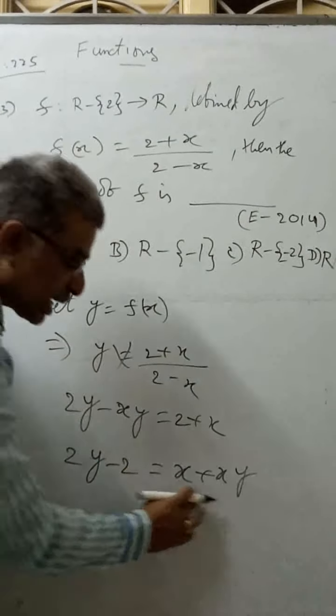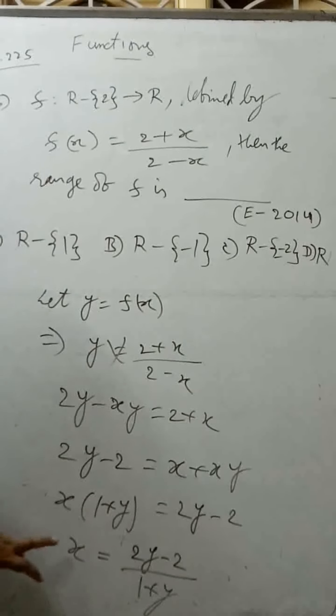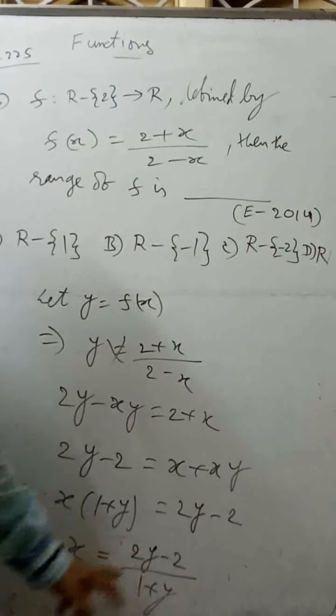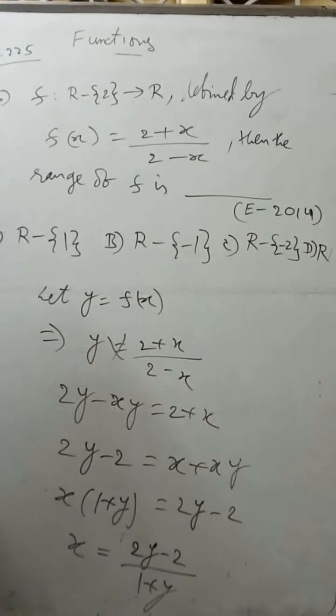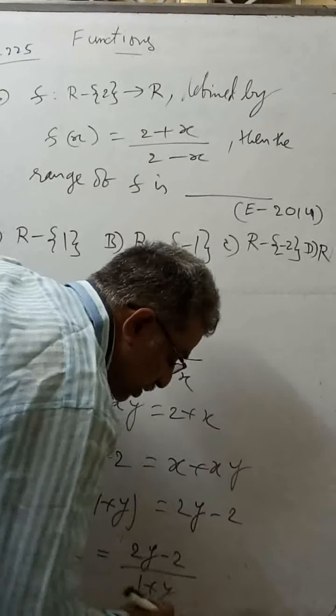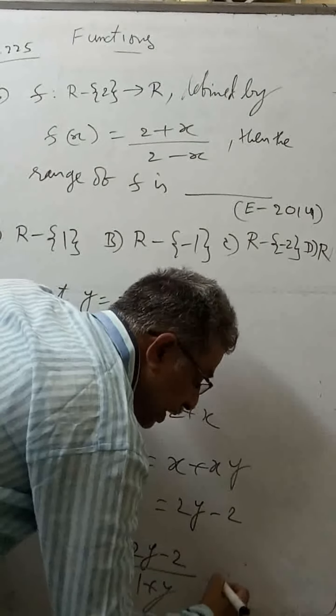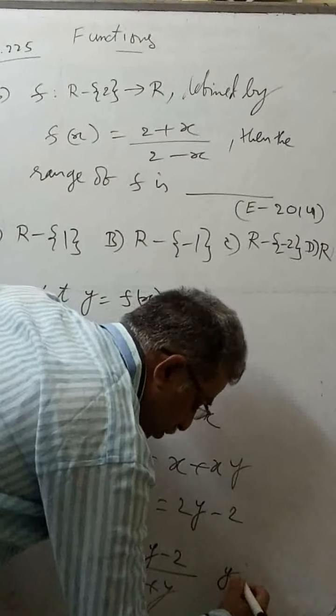If you find the domain of this function, that becomes the range of the given function because I am finding x in terms of y. So this is a function in terms of y, the inverse function. What I want to say is the domain of this means y not equal to minus 1 here. If 1 plus y is 0, then the function is not defined. So y must be not equal to minus 1. So the domain is R minus minus 1. R minus minus 1. So our option is B.